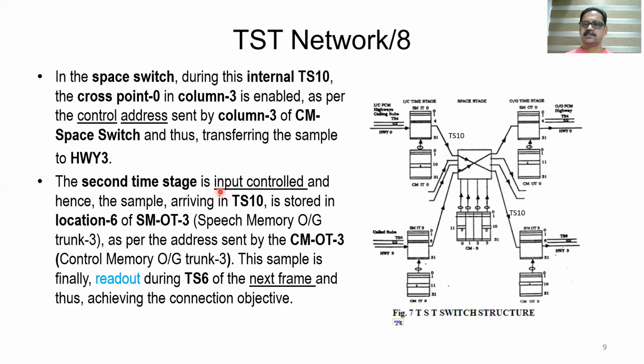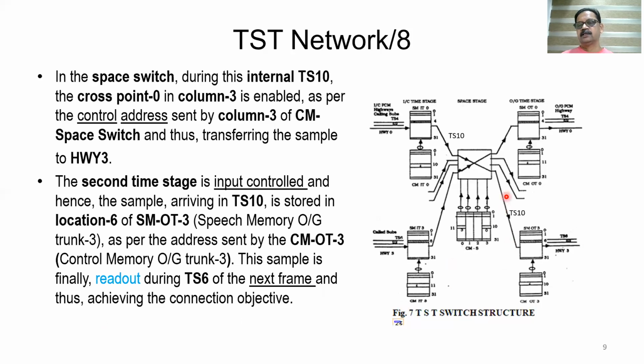The second time stage, that is about this. The second time stage is input control and hence the sample arriving in TS10 is stored in location 6 of the speech memory of outgoing trunk 3, as per the address sent by the control memory of outgoing trunk 3. This sample is finally read out during TS6 of the next frame and thus achieving the connection objective.